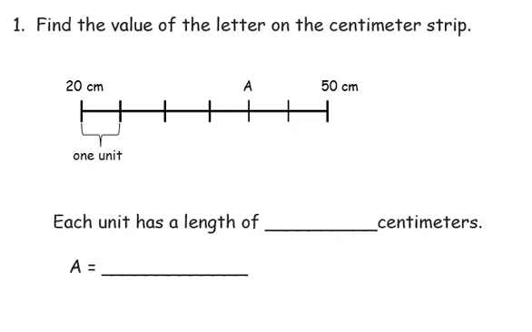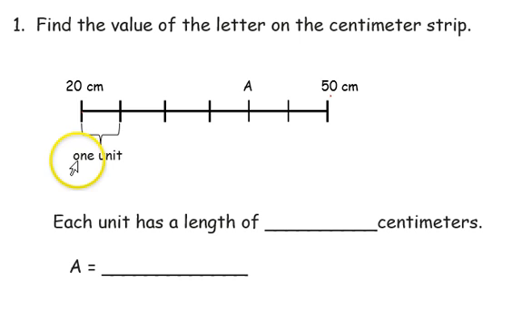This tutorial is for 2nd grade, Module 7, Lesson 21. In this lesson, we're going to see the similarities between measurement and skip counting. In the first question, I have a centimeter strip that starts at 20 centimeters and ends at 50 centimeters.